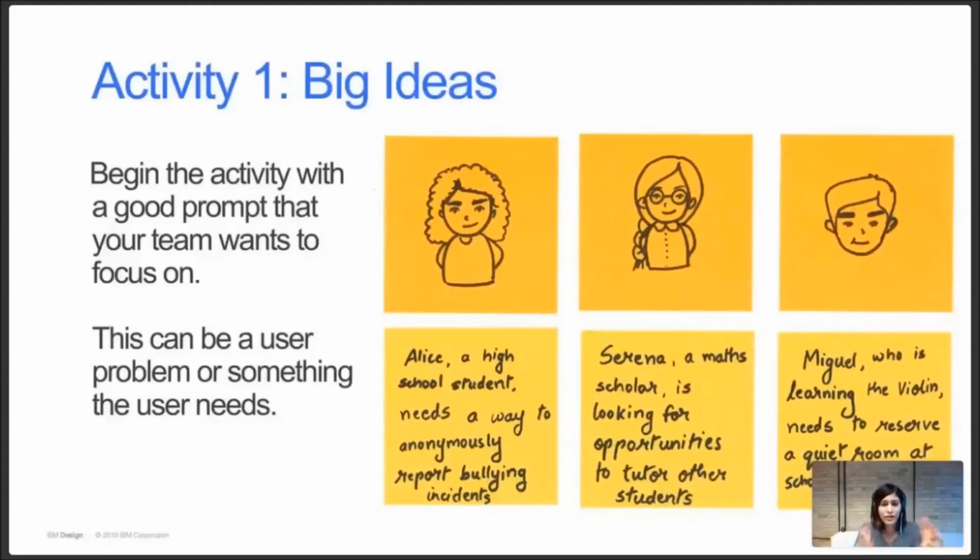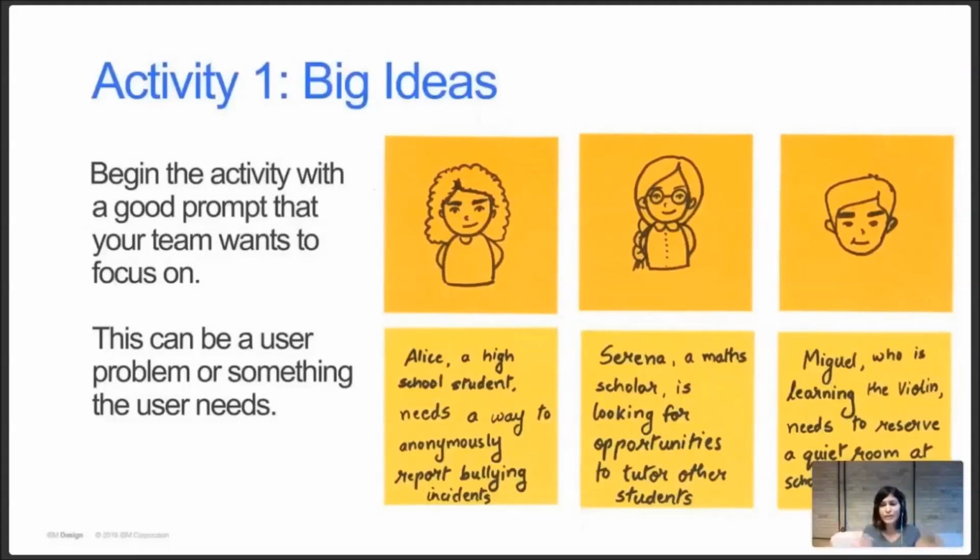A few of the examples that I have here are: Alice is a high school student, and she needs a way to anonymously report bullying incidents. So that's one prompt that you can start off with. Serena, in the second one there, is a math scholar. She loves math. This is the person we saw the empathy map for. She's looking for opportunities to tutor other students because she loves math so much and she's good at it. And then we have Miguel, who's learning the violin, but he doesn't have a quiet space where he can practice. So he's looking for somewhere to practice.